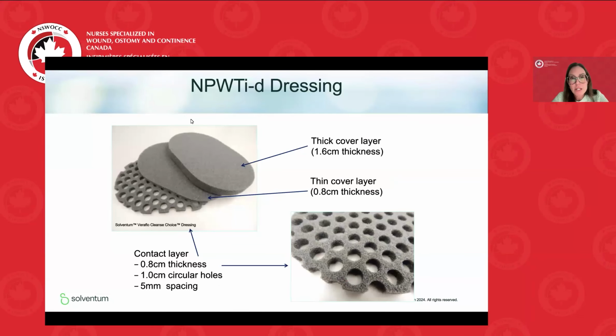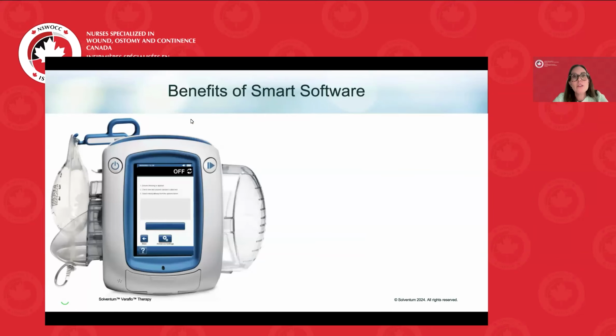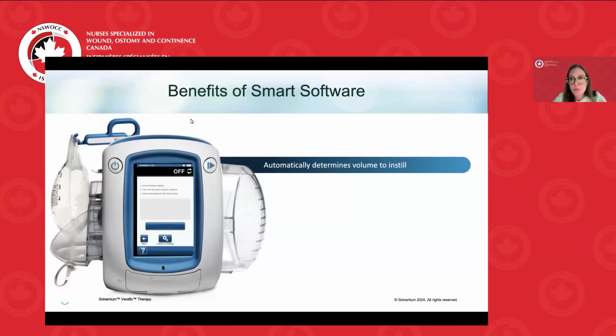There are different dressings that are available for this. So depending on the depth of the ulcer that you're working with, you have that thin layer that has the 5 millimeter spacing there. That's going to create columns. That's going to allow that fluid to really instill and the negative pressure to be distributed. You have a thin cover layer and then a thick cover layer that will go over that. So again, we can kind of tailor the dressing to the patient and the wound that we're working with. And then you can see with that reticulated open foam dressing where that fluid and the granulation tissue is really coming up there through those little holes. The negative pressure instill and dwell does have the smart feature.